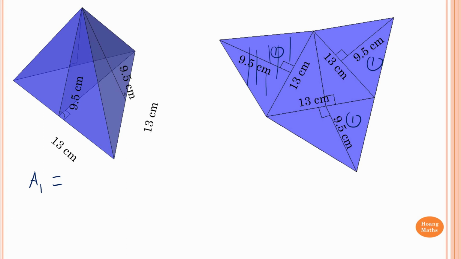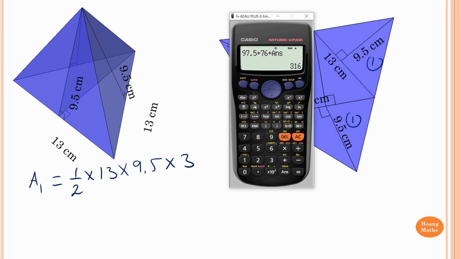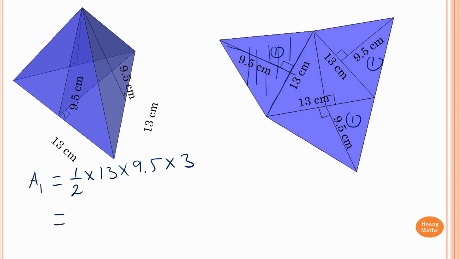So area of a triangle is a half times the 2 perpendicular lines, so this line and this line. Which is 13 times 9.5 and times 3. Don't forget, because we have 3 sides are the same. So 0.5 times 13 times 9.5 times 3, which equals 185.25. So 185.25 square centimeters, because we work out the area.